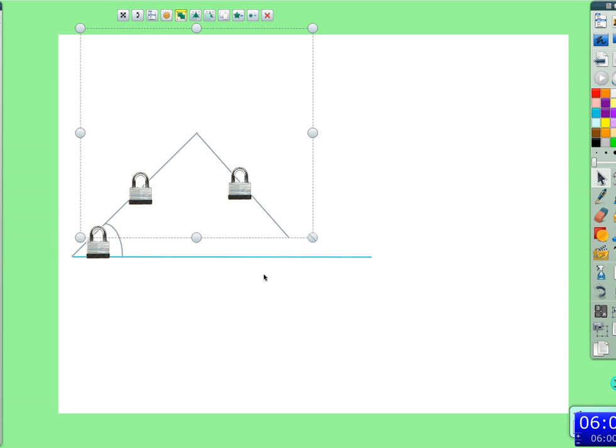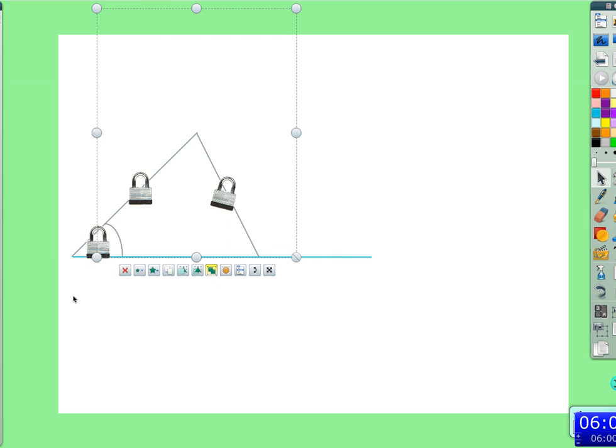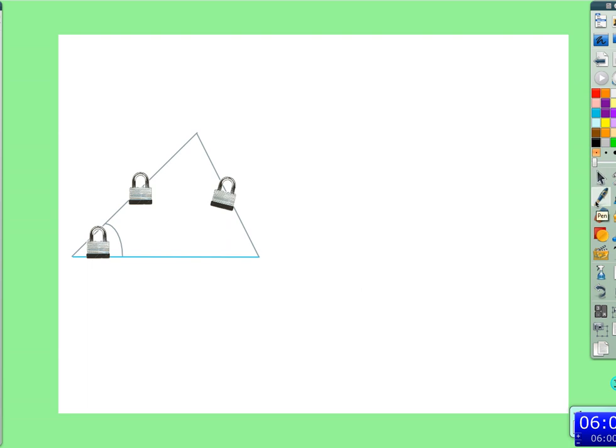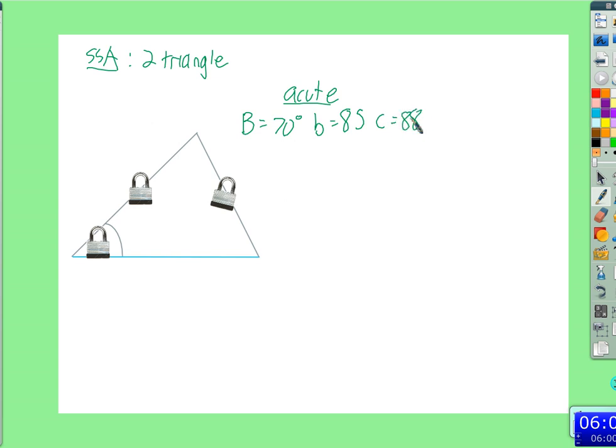So if this is possible, I'll be able to make this side and the other side of the angle come together into a triangle. And then we'll figure out that that side was that long, this angle is whatever, that angle is whatever. So let's do some work on one that turns out as two triangles possible. B is equal to 70 degrees, side B is 85, and this is side C.